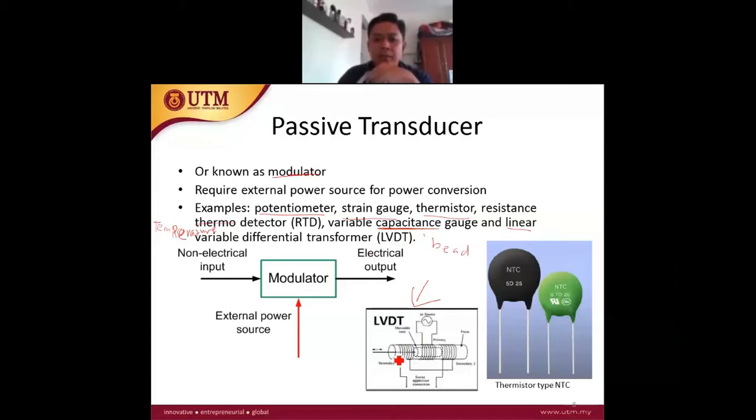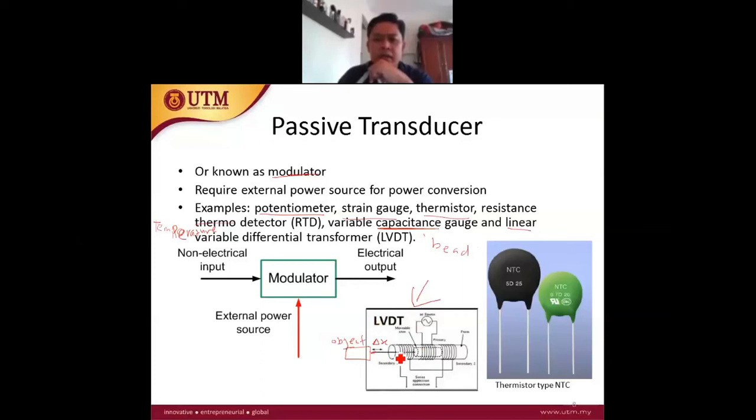So LVDT is used to measure linear displacement. Okay. Linear displacement, for example, from the horizontal axis, or if we want to measure the displacement on the vertical axis, basically we connect the moving part of the LVDT to the object. Okay, so we have an object, and we connect that object to the moving part of the LVDT. So we will look into the principle, what constitutes the LVDT, the advantage and then the disadvantage later in the class.